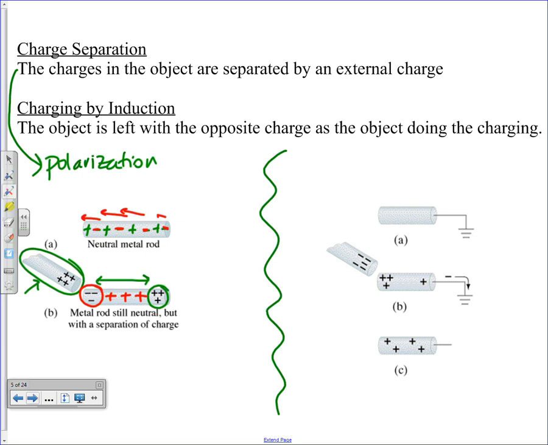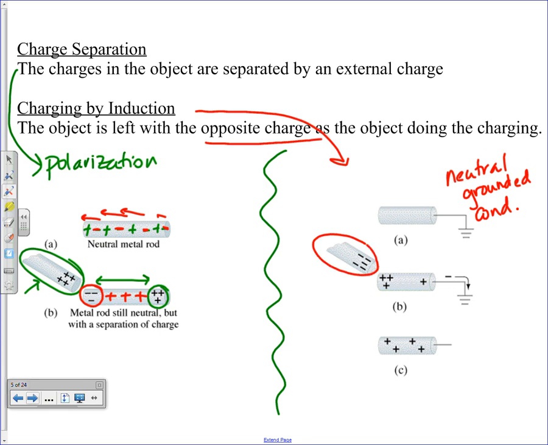In my next example, we have charging by induction. And in charging by induction, the object is left with the opposite charge as the object doing the charging. What I do in charging by induction is I start out again with my neutral conductor, and in this case, it's actually a neutral grounded conductor. That is, it's hooked up to ground. Now I'm going to bring an insulator. In this case, my insulator has a net negative charge. And I bring it near my conductor.